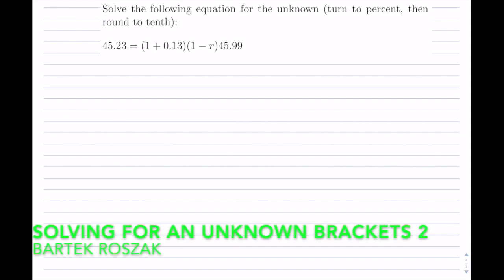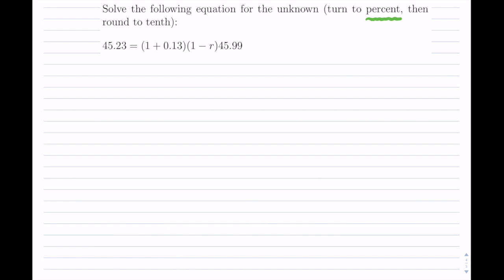All right, so let's solve this particular equation. We're supposed to turn our answer into a percent and then round to the 10th. So we have this example here. Now, this is an odd example because our variable, our r, is somewhere in the middle, and we have all of these brackets in here.